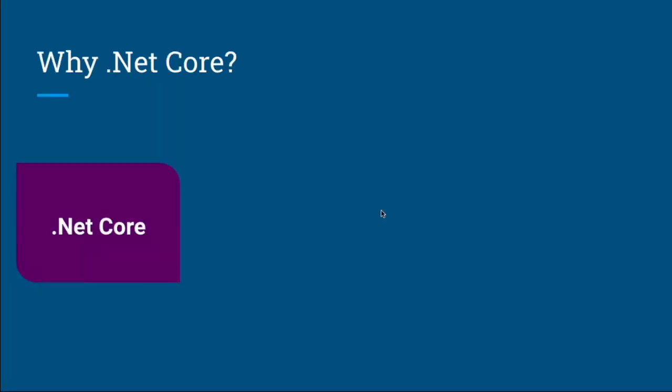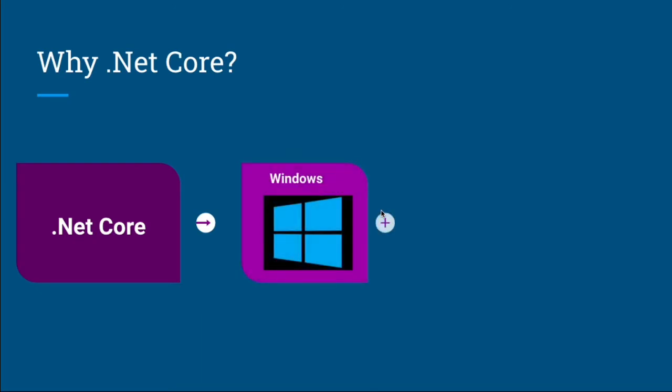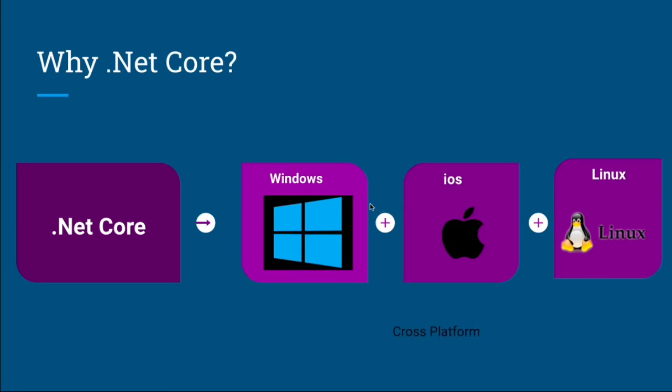What are the advantages of .NET Core? .NET Core is cross-platform, so you can build, deploy and run your .NET Core application on Windows, iOS or Linux. In the case of .NET Framework, that was limited to Windows, so you could deploy .NET Framework code only to Windows. That is the biggest advantage of .NET Core.